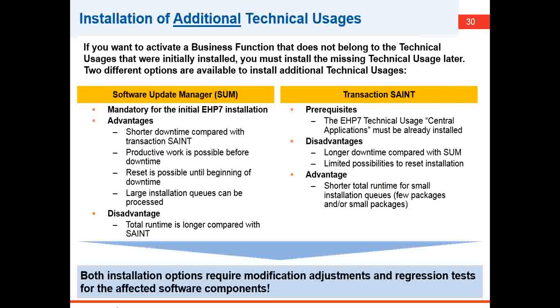Now, there are shorter total runtime for small installation queues if I only have a small package or a few packages. Be aware that both of these options require you to do modification adjustments. Those are transactions SPDD for data dictionary adjustments and SPAU for ABAP code adjustments. And you've got to do regression testing for the affected software components. My recommendation when you do regression testing is you just do regression testing on everything. Everything that you are using.